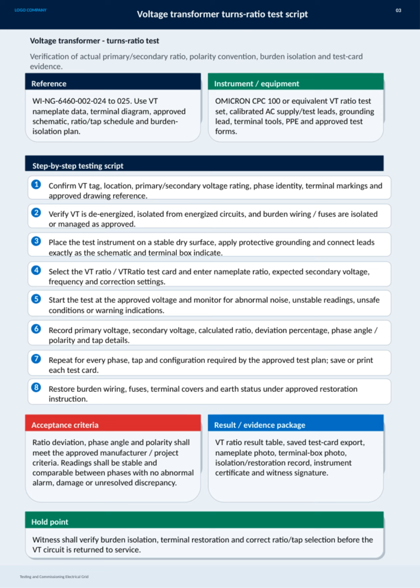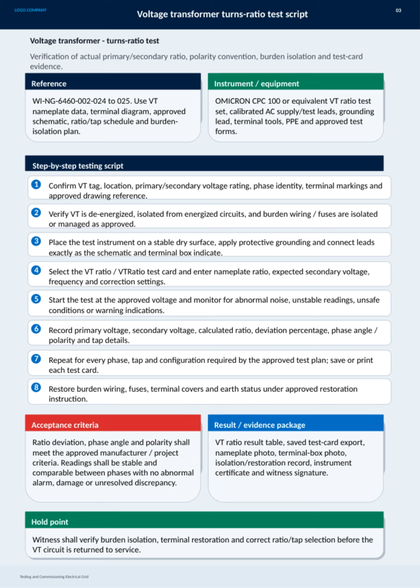This process is repeated for every phase, tap, and configuration specified by the approved test plan, saving or printing each test card. Once testing is complete, restore burden wiring, fuses, terminal covers, and grounding status under approved instructions. To meet acceptance criteria, ratio deviation, phase angle, and polarity must align with manufacturer and project standards. All readings should be stable, consistent across phases, and free from alarms, damage, or discrepancies.